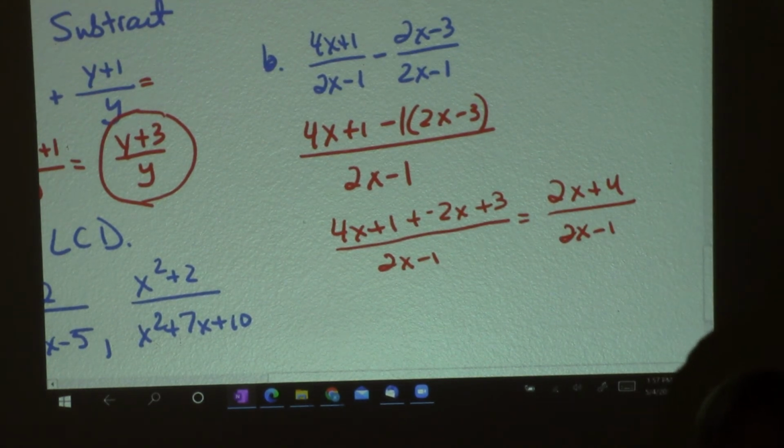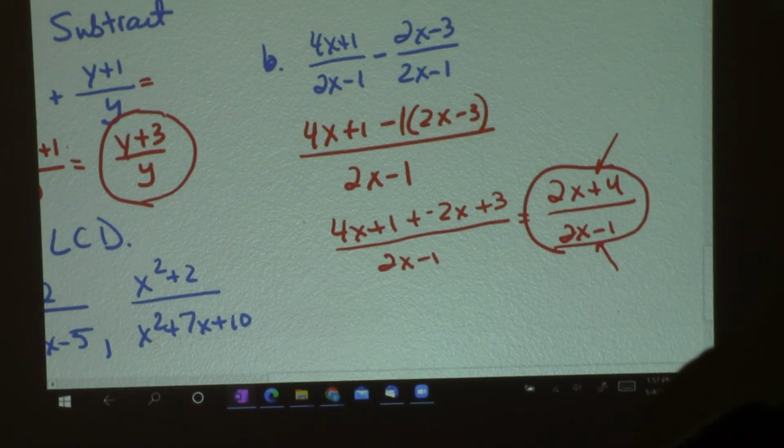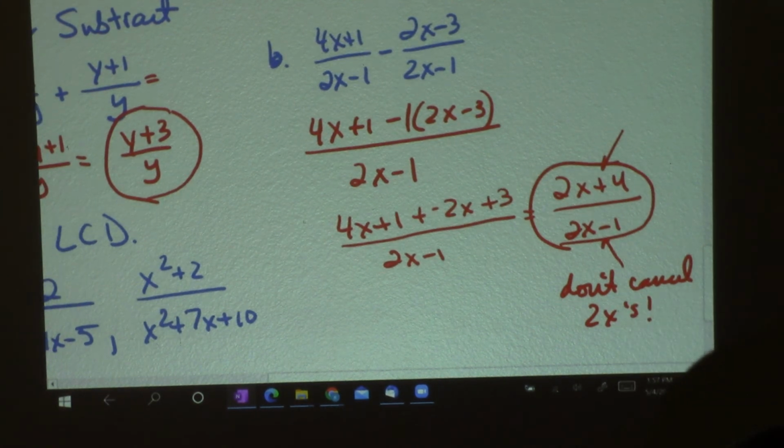And that's it. And again, I absolutely cannot cross out the 2 x's because I have a plus and I have a minus here. If either one of them or both of them are added or subtracted, you can't cancel it out. It changes the answer because of the plus. I think we went over that on another lesson. I showed you an example, but that is just something that you have to remember. Don't cancel 2 x's.